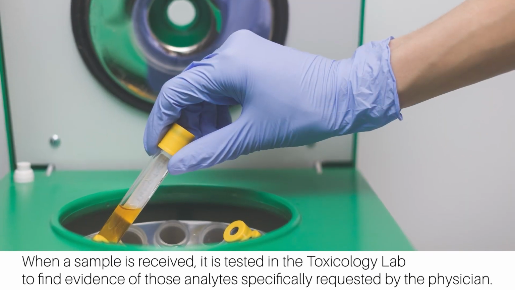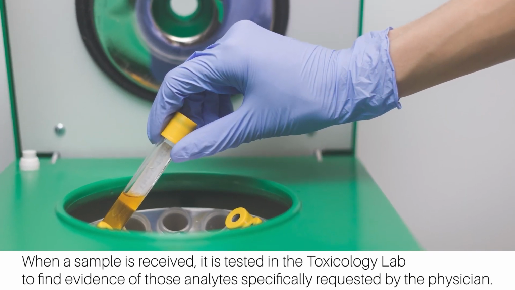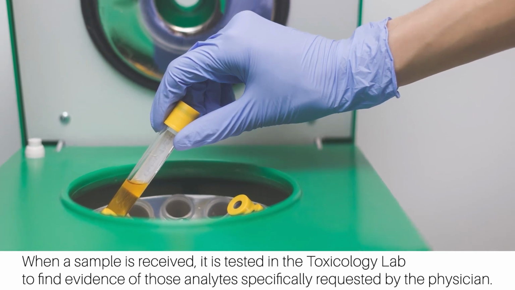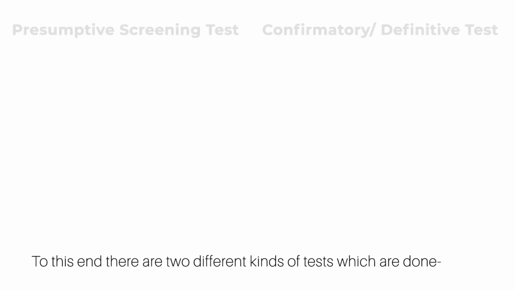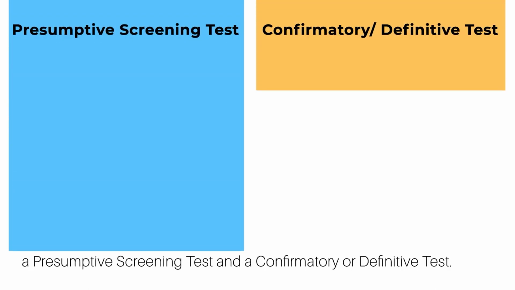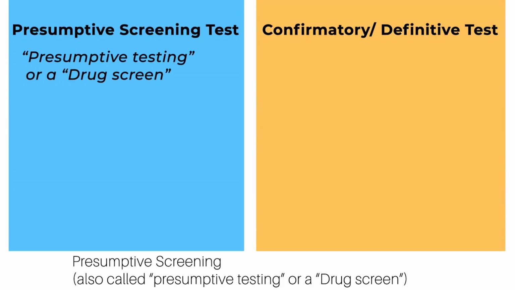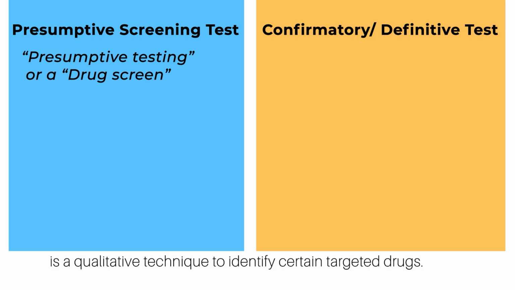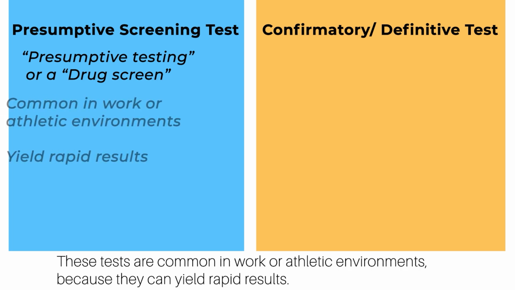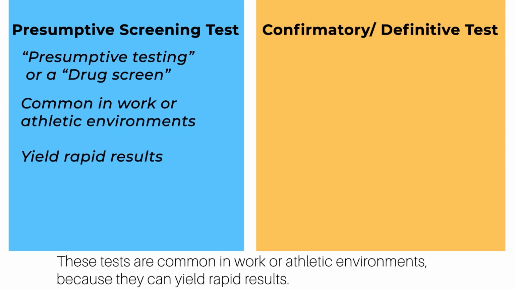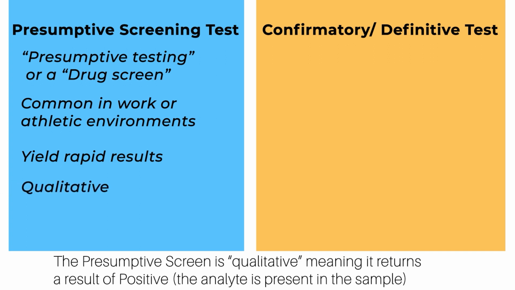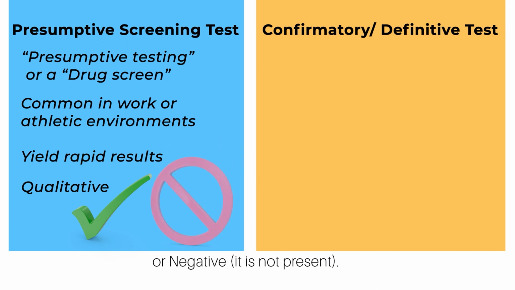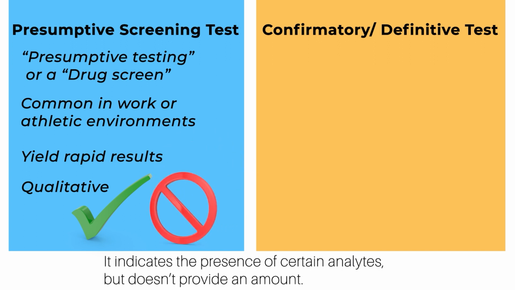When a sample is received, it is tested in the toxicology lab to find evidence of those analytes specifically requested by the physician. To this end, there are two different kinds of tests which are done: a presumptive screening test and a confirmatory or definitive test. Presumptive screening, also called presumptive testing or a drug screen, is a qualitative technique to identify certain targeted drugs. These tests are common in work or athletic environments because they can yield rapid results. The presumptive screen is qualitative, meaning it returns a result of positive, the analyte is present in the sample, or negative, it is not present. It indicates the presence of certain analytes, but doesn't provide an amount.